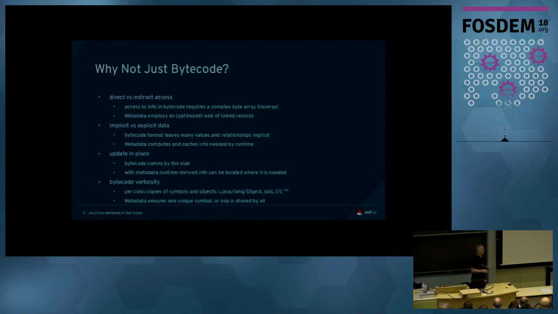Why would you not just stick with bytecode? Well, bytecode has a whole lot of things that make it inappropriate. To get at data that's embedded in the bytecode, you've got to traverse your way through a byte array to find things. So it's not easy to access things, whereas with a separate object network, you can index things and access things directly. A lot of data in bytecode is implicit. You have to convert from byte representations to, say, a number or a string.